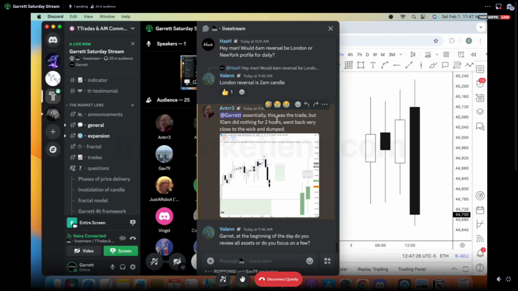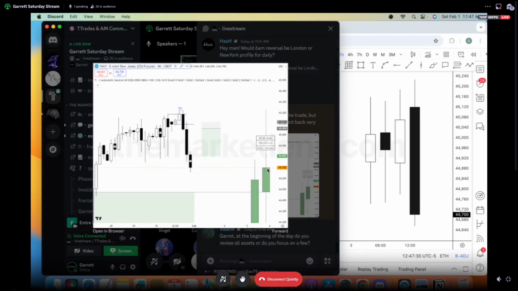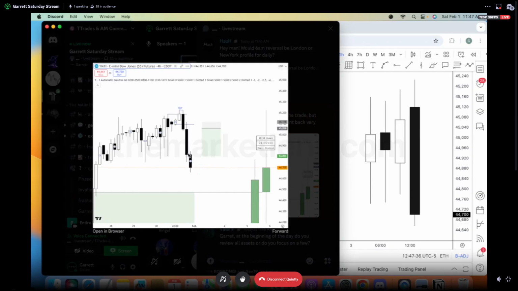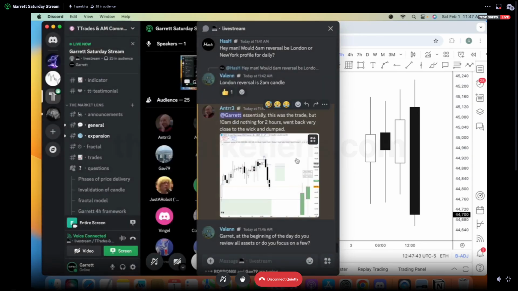Essentially, this was a trade, but the 10 AM candle did nothing for 2 hours. That's just because after expansion, it hit that relevant level. See the space between these lows and these lows? It's very significant. So you're going to get some pause in the market. You're going to wait for some key level to get hit for redistribution, really.